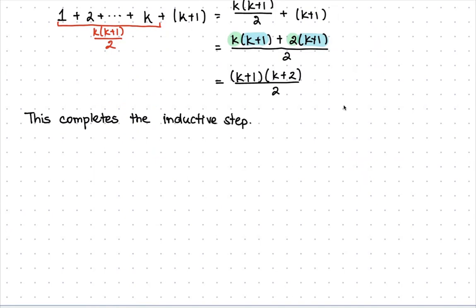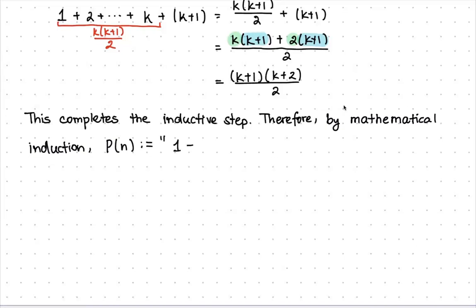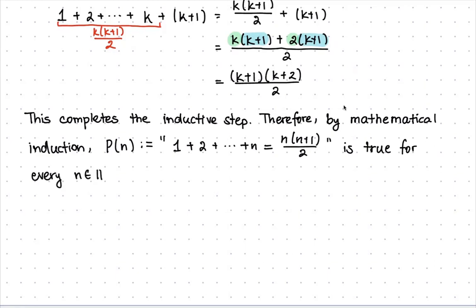And therefore, by mathematical induction, well, what is Pn again? So Pn, what we said was, 1 plus 2 all the way to n is equal to n times n plus 1 divided by 2, is true for every n in the natural numbers. And there we go. That completes the proof for this inductive step.